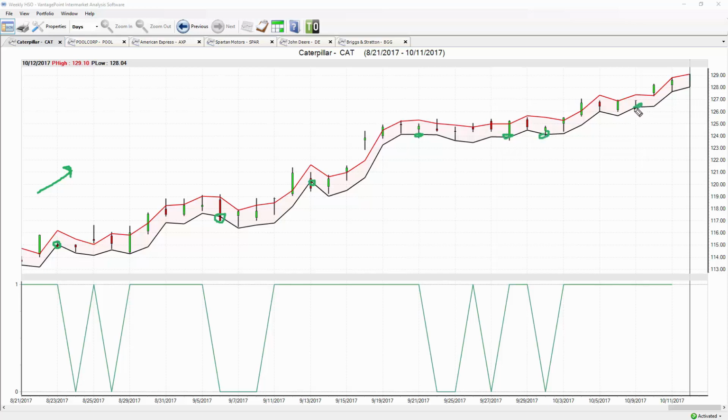So that's what you really want to do: recognize that the trend is up, and now I have these tools to guide me moving forward on where I want to buy intraday.